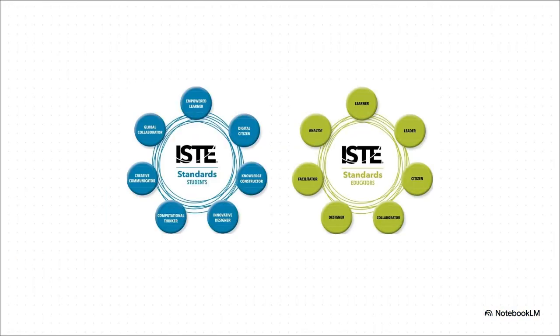And here, you can see the two sides of this transformation. On the left, you've got the 7 standards for students, and on the right, the 7 for educators. See, this isn't a top-down thing. It's a partnership. For learning to be truly transformed, everyone's role has to evolve, together.